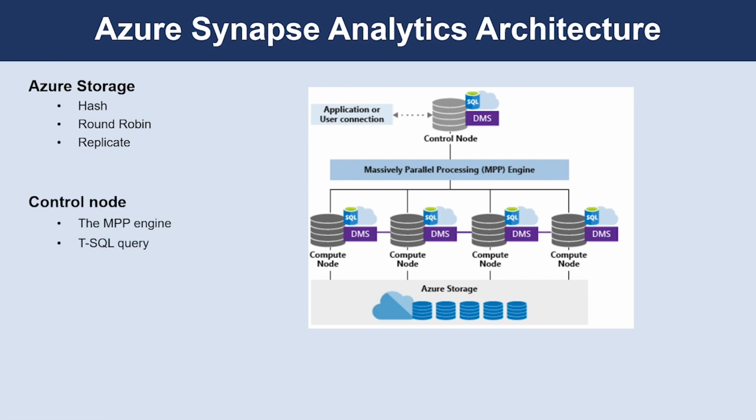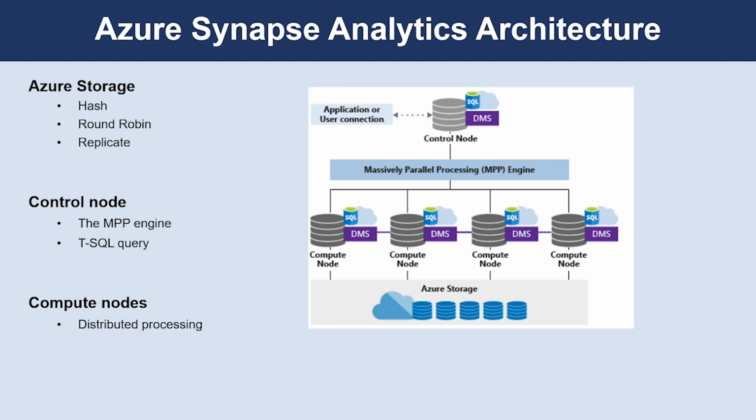The control node is the brain of the architecture. It is the front end that interacts with all applications and connections. The MPP engine runs on the control node to optimize and coordinate parallel queries. When you submit a T-SQL query, the control node transforms it into queries that run against each distribution in parallel.